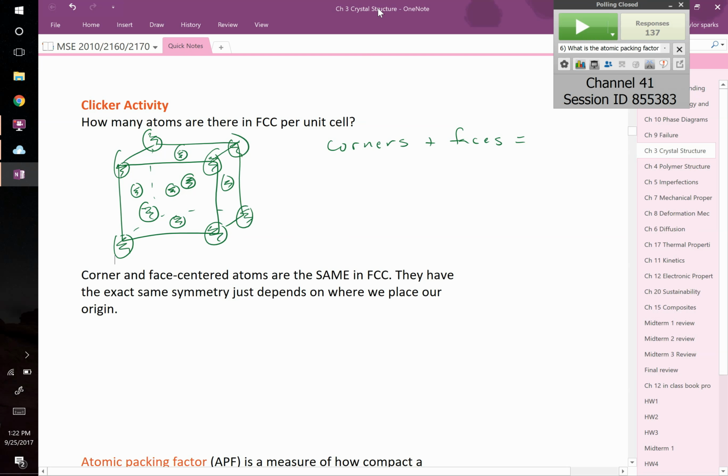Well, there's 8 atoms on the corners, but they're not all the way in. They're only part of the way in, right? So what fraction of them is inside the cube? It's 1/8. 1/8 of that atom is inside, so it's going to be times 1/8. And then you've got 6 faces, but those are now half in and half out because they're centered right on the face. So that's going to be multiplied by 1/2. So this gives you 1 plus 3, gives you 4 atoms per unit cell, right?